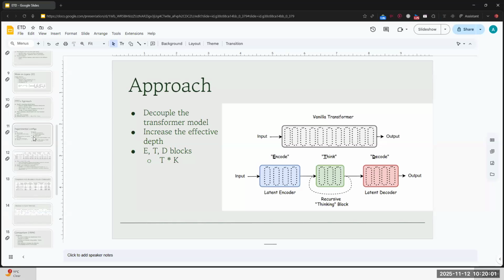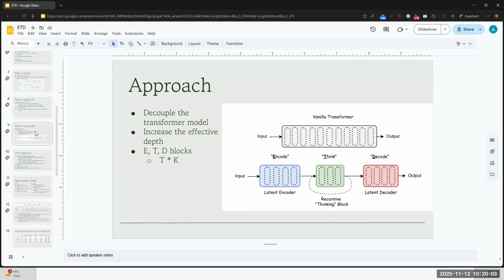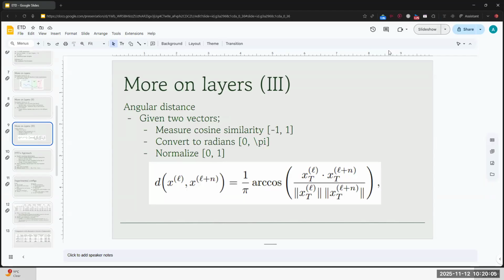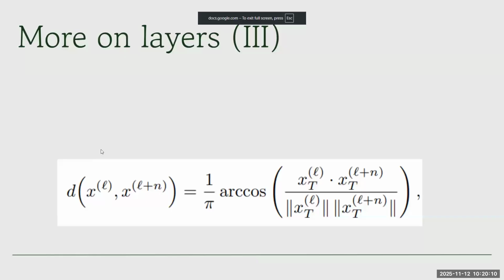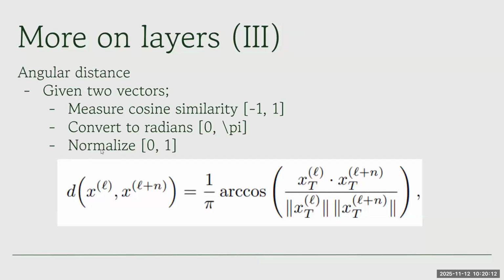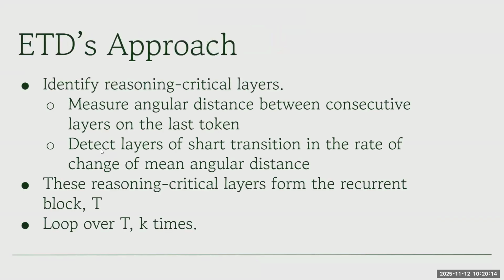Sorry, give me a sec. Yeah, so they're basically gotten from the angular distance. Now, of course, because it's recurrent, you are looping over it k times in this case, some number of times. So yeah, that's basically the encode, think, decode approach.